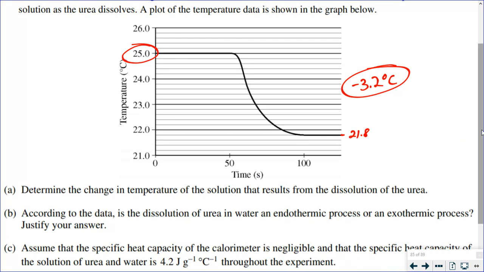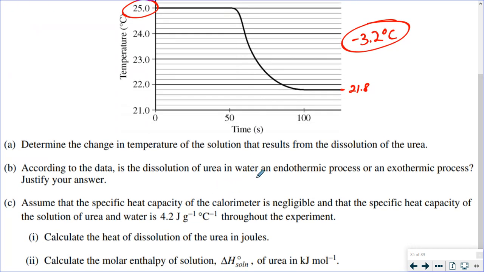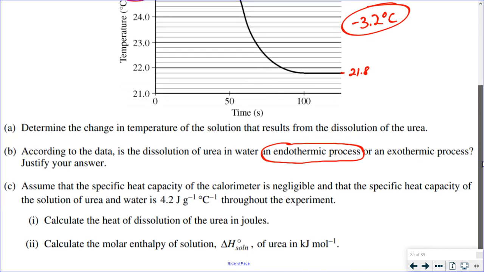According to the data, is the dissolution of urea in water an endothermic process or exothermic? Endothermic because it absorbs energy from the surroundings. That's why the temperature of the water decreases, because water is giving energy to this dissolution process, and that causes its temperature to go down. So that's your justification for endothermic.